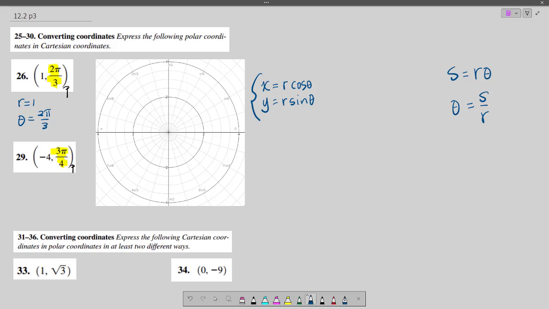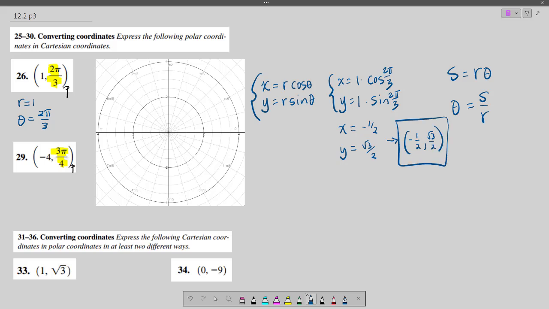So if we plug those in, here we're going to get that x is equal to r times cosine of 2 pi over 3, and y is equal to r times sine of 2 pi over 3. So for this particular one, cosine of 2 pi over 3 is negative 1/2. Sine of 2 pi over 3 is root 3 over 2. So this is going to give us the ordered pair negative 1/2 comma root 3 over 2. All right, because we're on a unit circle, those numbers should look really familiar.